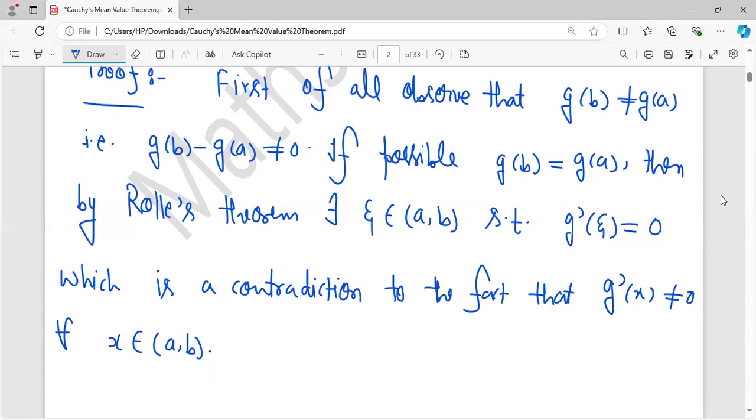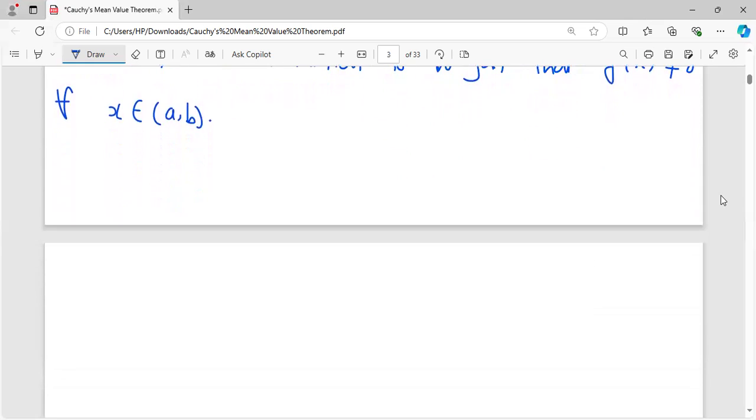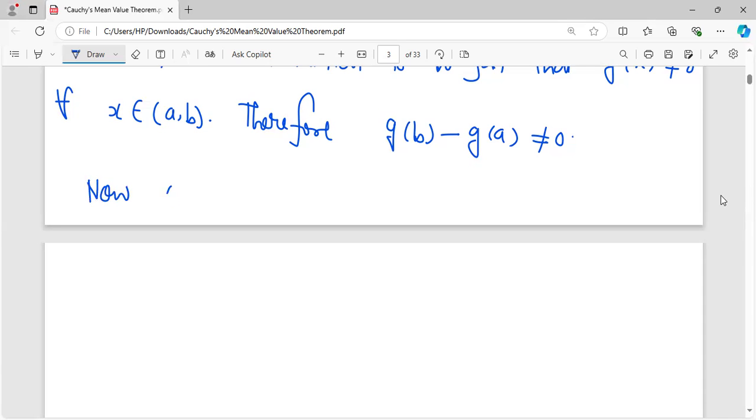Therefore, g(b) minus g(a) is not equal to 0. That is why in the statement of Cauchy theorem, this part is non-zero. That is why the Cauchy theorem makes sense. Now we continue the proof.